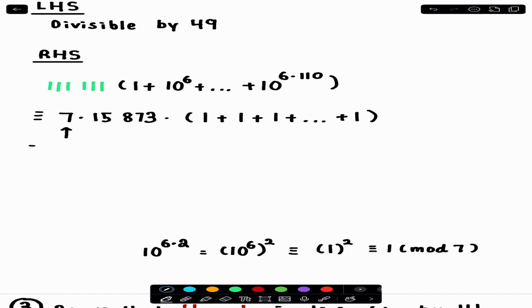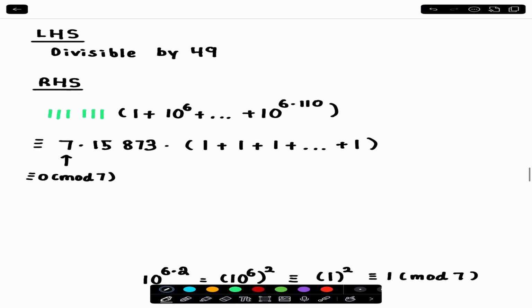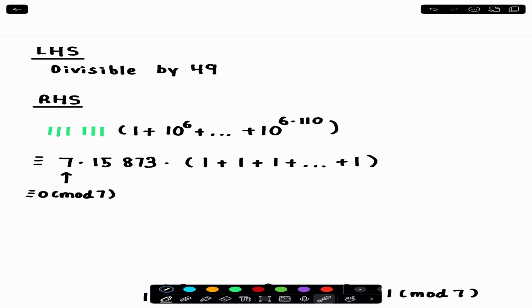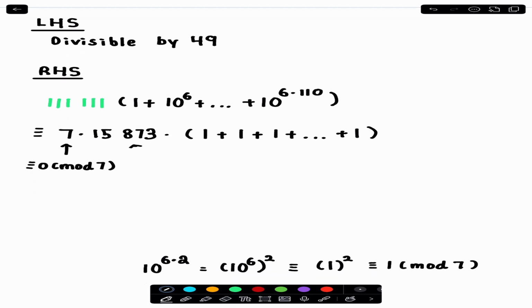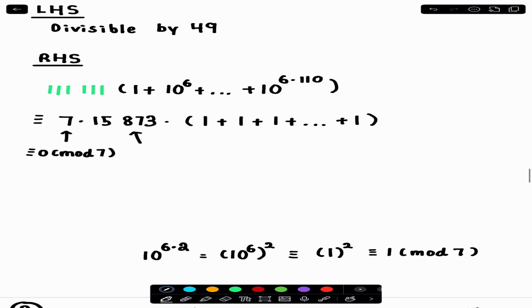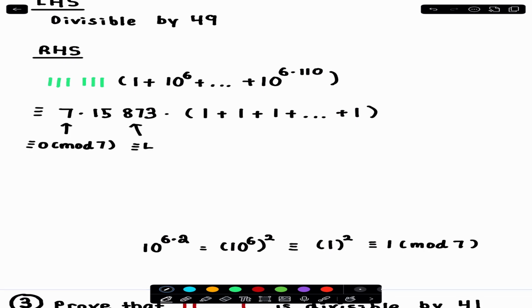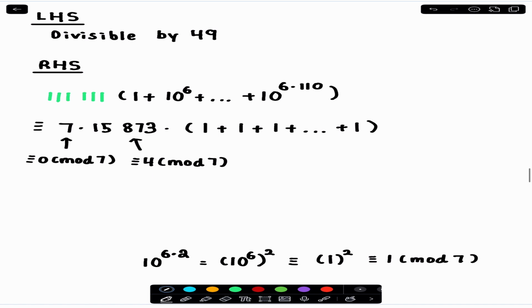This is congruent to 0 mod 7. In order to be congruent to 0 mod 49, we need another 0 mod 7 to appear somewhere in this expression. But do we have that? Let's find out. When you use a calculator, you'll find 15,873 is congruent to 4 mod 7. That is not 0 mod 7, so we still don't have that second factor of 7 yet.